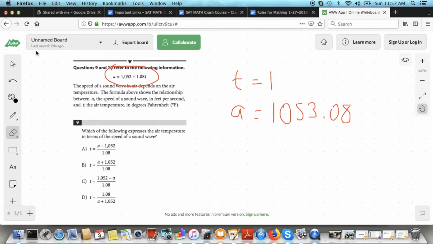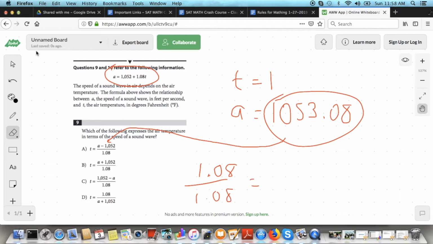Okay, so now let's look at the question again. Which of the following expresses the air temperature in terms of the speed of the sound wave? So if I plug that 1053.08 in for A into the answer choices, the correct answer choice is going to give me a 1 for T, right? So let's do it. Let's plug in that 1053.08 for A here, and when I do that, I get 1.08 over 1.08, which is 1. So that looks pretty good. In fact, I'm fairly certain answer choice A is correct.